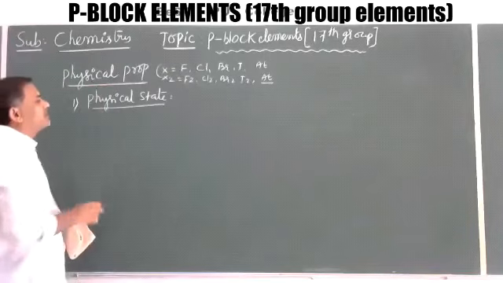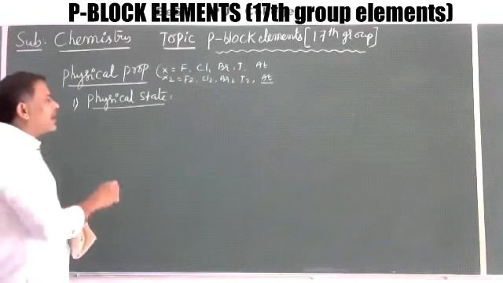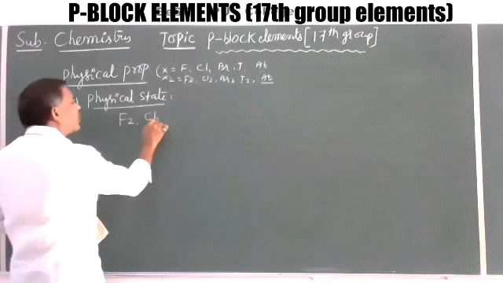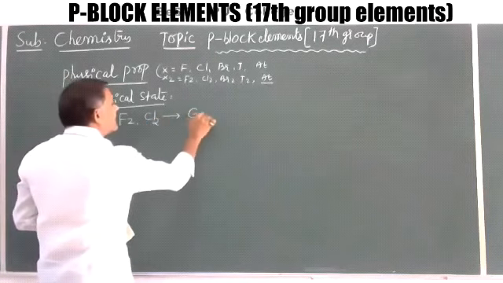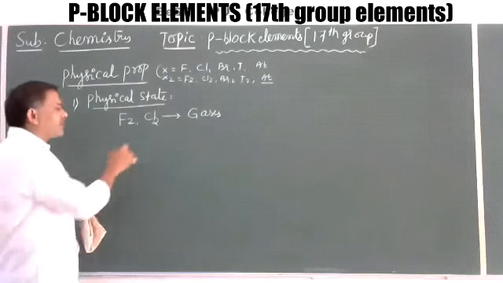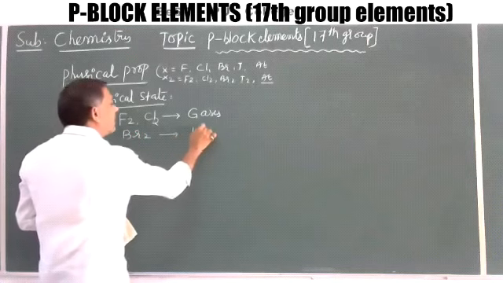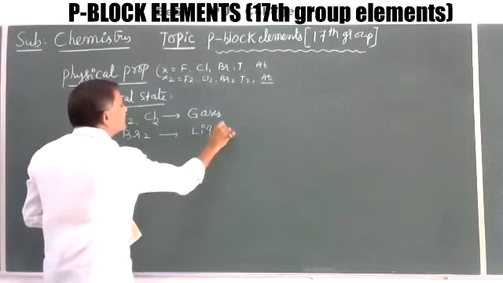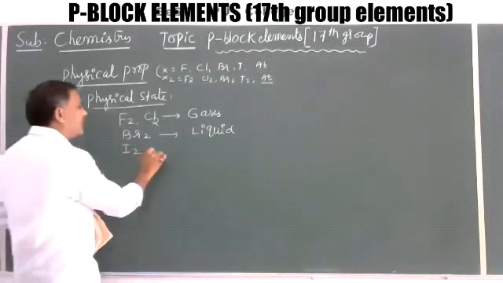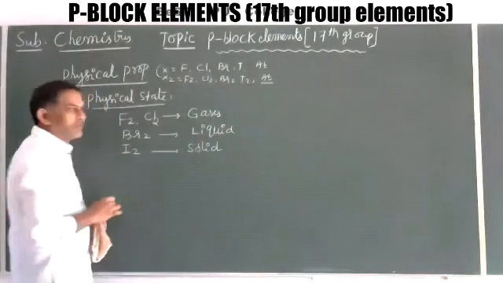Physical properties of these elements. First one is physical state. At room temperature, fluorine and chlorine are gases, in the gaseous state. Bromine, Br2, is a liquid in nature. Now, I2, iodine, is a solid in nature.